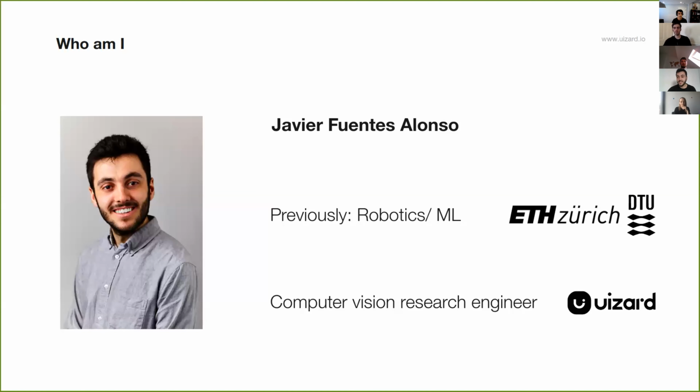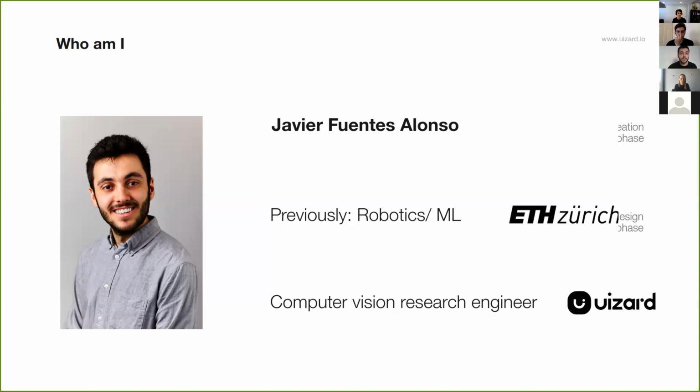But first, just a little bit about myself. As I said, my name is Javier Fuentes Alonso. My background is mostly in robotics and machine learning applied to robotics. But for almost a couple of years now, I've been a computer vision research engineer at Uizard, where we are trying to apply machine learning to the design space.